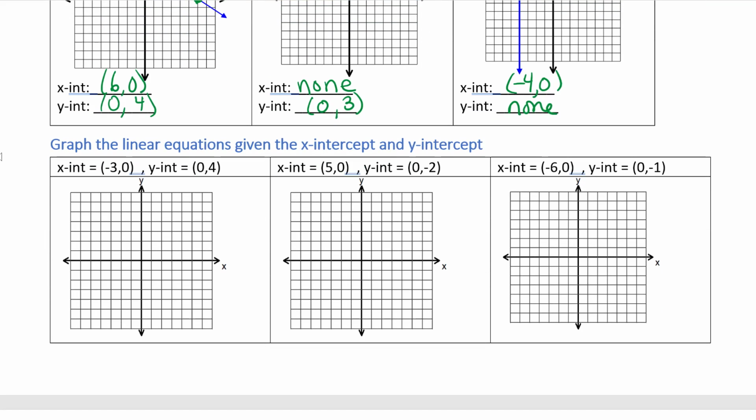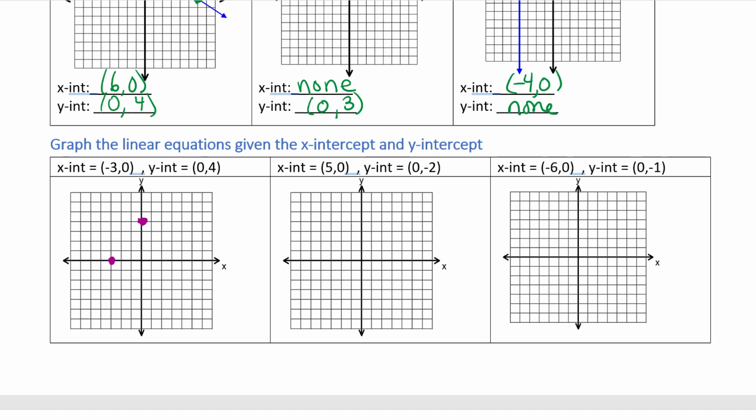Okay, now we're going to graph the linear equations given the x and y-intercepts. So at this point, I'm going to tell you what the x and y-intercepts are, and I want you to be able to graph them. Again, only 2 points are required to draw a line. So if I have -3, 0, that's right here. 0, up 1, 2, 3, 4.